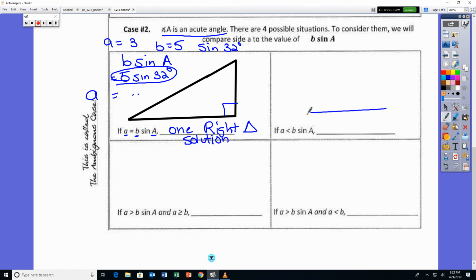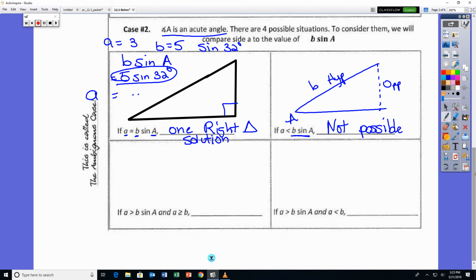Now, if A is acute, and when you multiply B times sine A, the value on the right hand side gets you a value greater than the length of side A, then it is not possible, or no triangle can be made. And this is all based on sine and cosine, opposite over hypotenuse. That's where all this comes from, when this is angle A, this is side B, and you're comparing them that way.